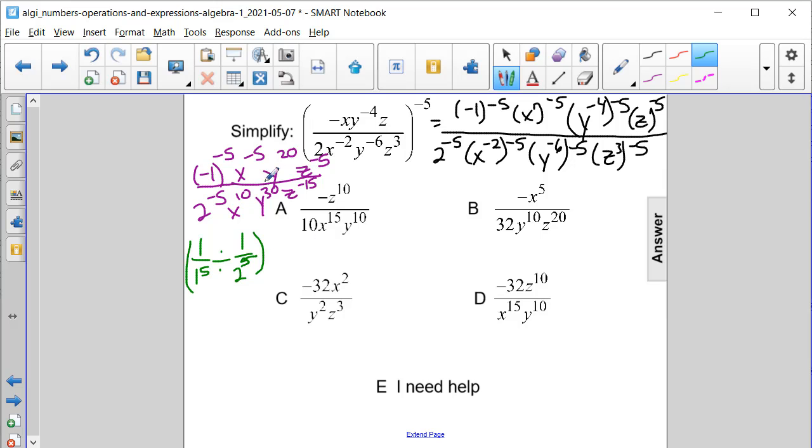And next what we're going to do is rewrite our variables to their exponents using the division property of exponents, which is subtracting the exponents when you have a common base with division. So we're going to have x to the negative fifth minus 10, y to the 20th minus 30, and then z to the negative fifth minus negative 15.